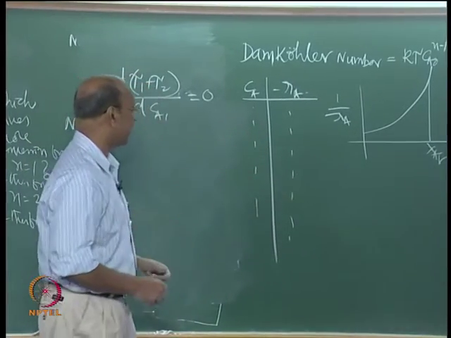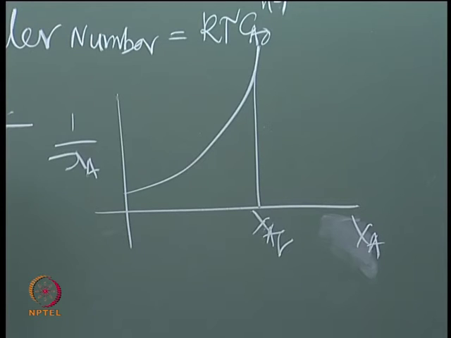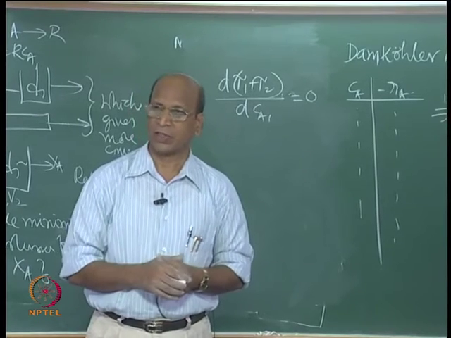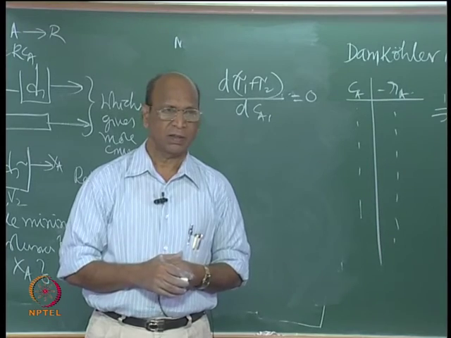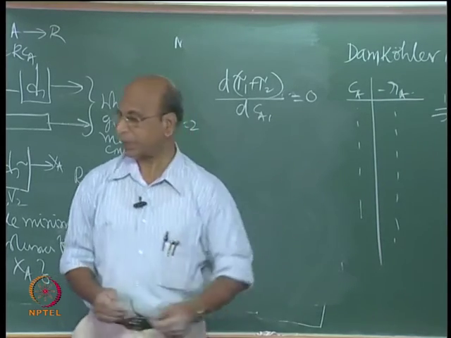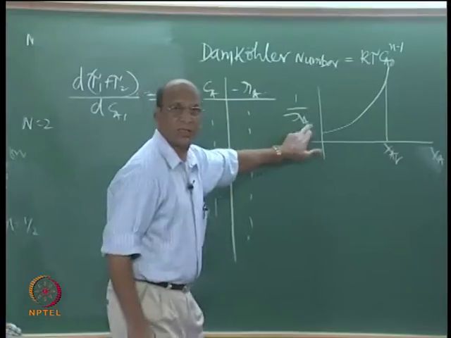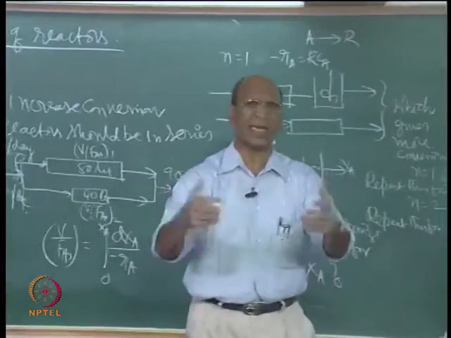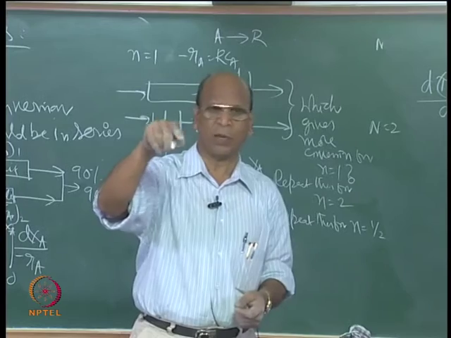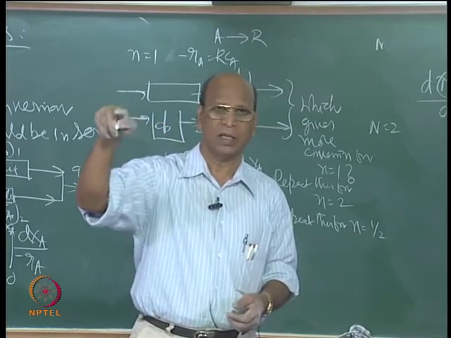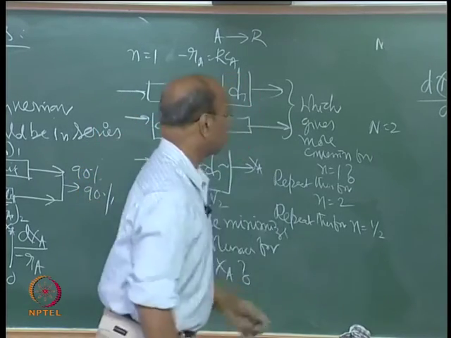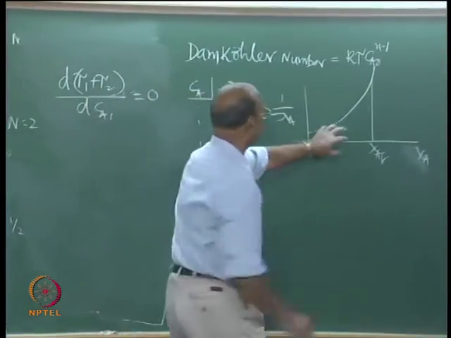For tanks in series, there is a method of plotting this and then finding out either the conversion or volume. Do you remember that method? This you know, no? All design expressions, what do you have? V by F naught equal to integral dXA by minus Ra. So, that is why the area under the curve is nothing but the integral of dXA by minus Ra.